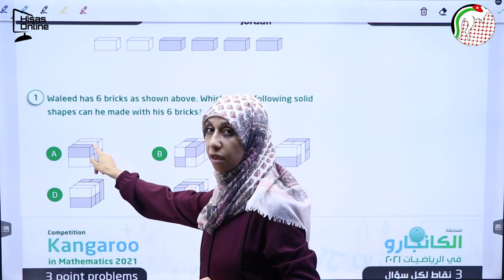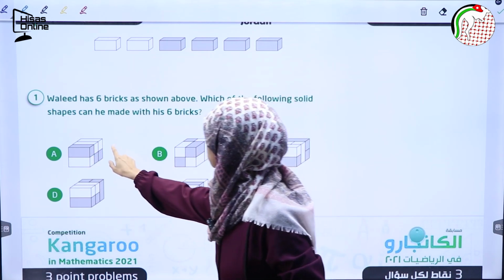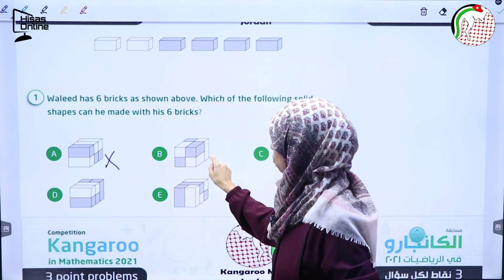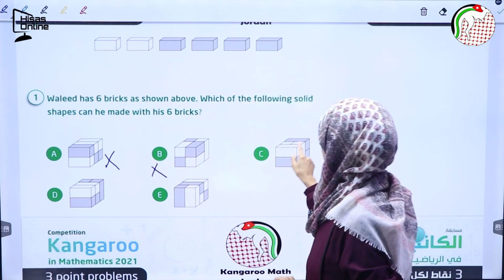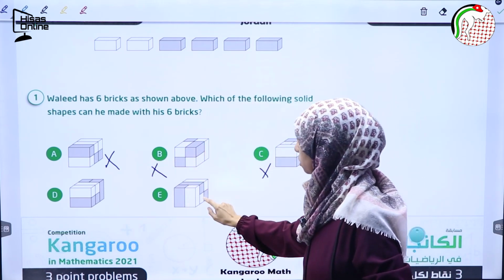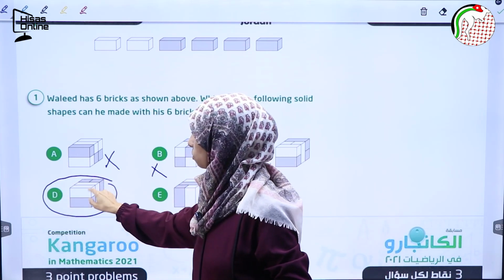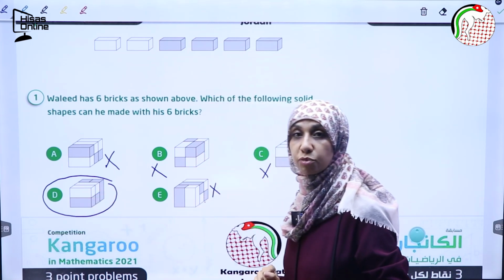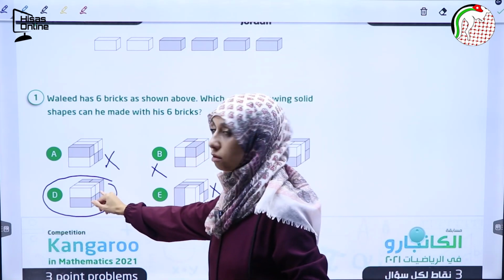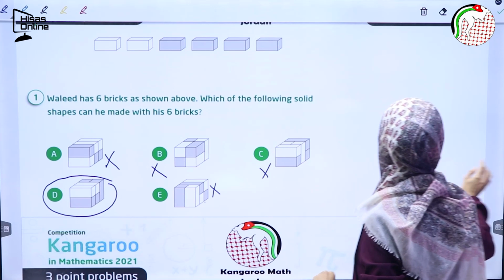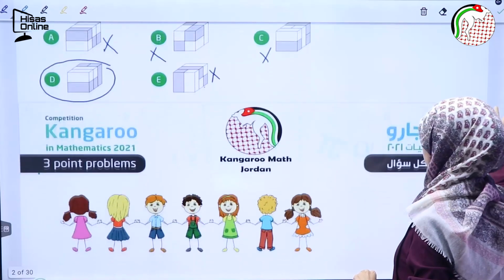This one, option B, has 3. This one has 1, 2, 3 again. 1, 2, 3 again. So D is the right answer, which has only 2 white bricks and the rest are gray. Let's move to question number 2.